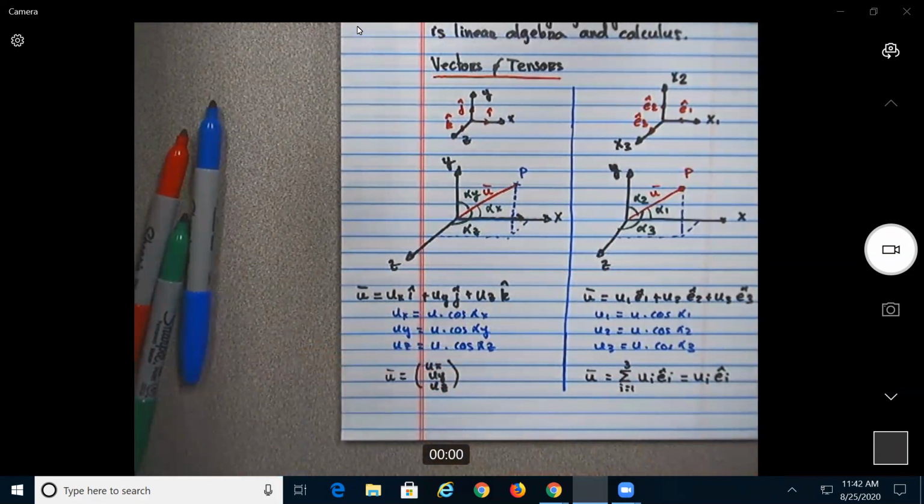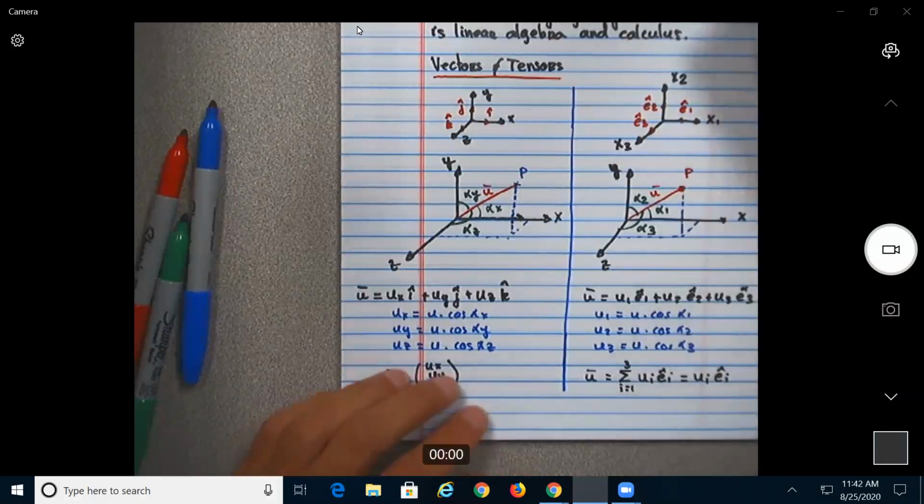So this will be page 2, the previous one was page 1. Okay.